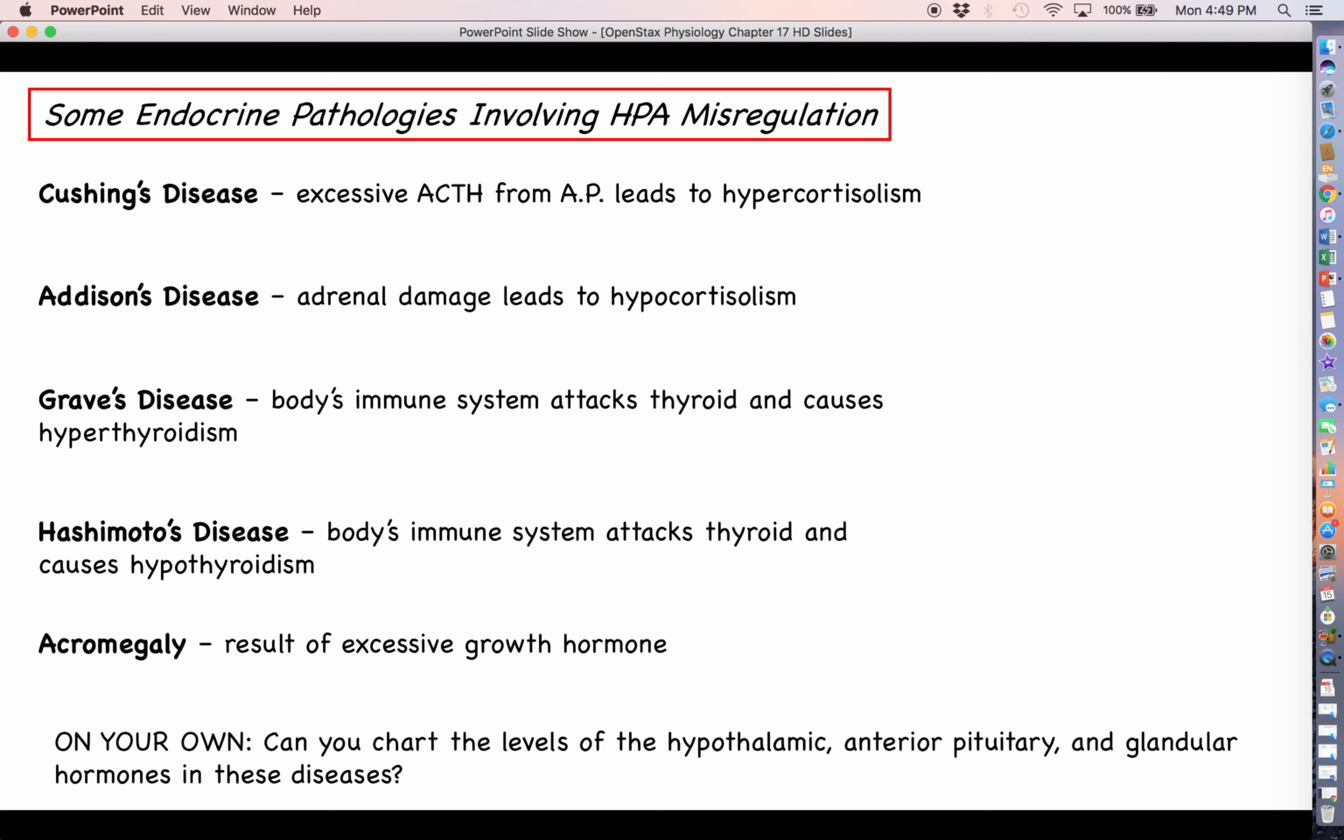So what you might want to do, just to give yourself some practice with all of this, is for each of these diseases, try to chart out what you think the relative levels of the hormones in the chain are. So is the hypothalamic hormone high or low? Is the anterior pituitary hormone high or low? Etc., etc. I think that would be good practice for you.